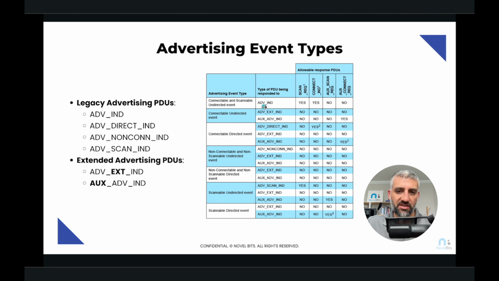In the legacy, the first one is ADV_IND. This is connectable and scannable, and it's undirected. It's scannable, which means it does allow a scan request, and it's connectable, so it does allow a connection indication, what used to be called a connection request packet. Next we have the connectable directed event. In this case, it is non-scannable. The directed is always connectable, and in this case, it's called ADV_DIRECT_IND. Again, it does not allow a scan request, but it does allow a connection indication.